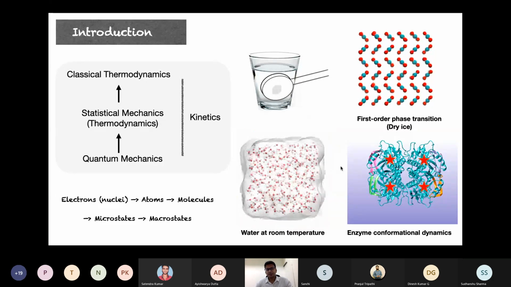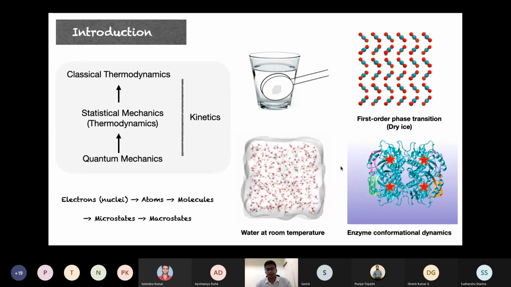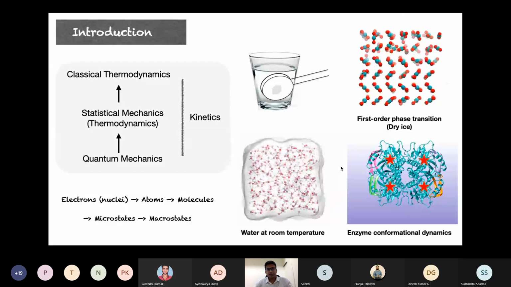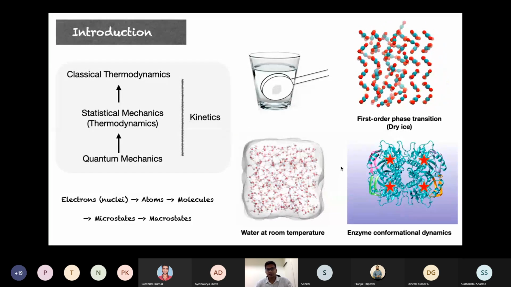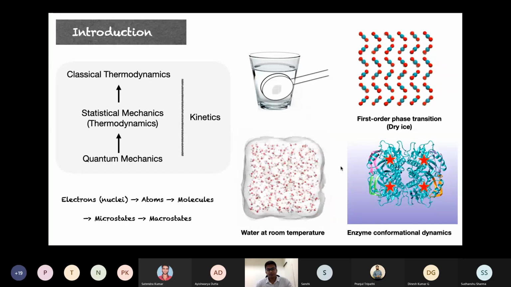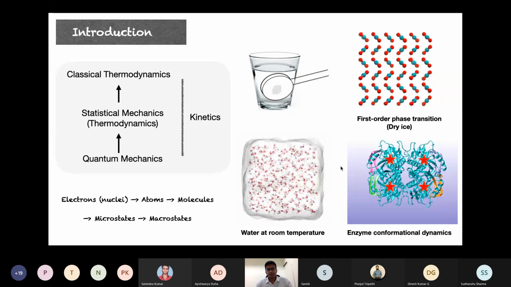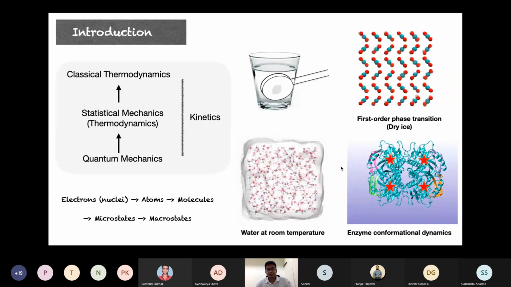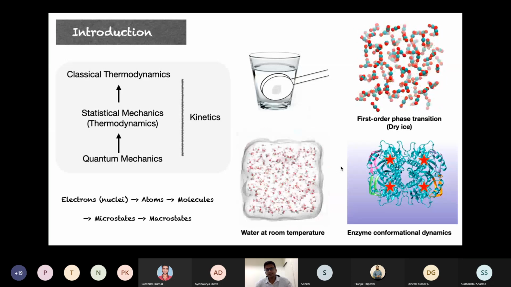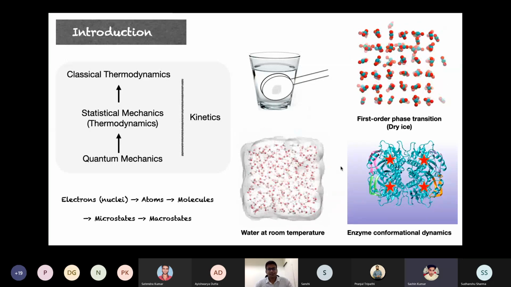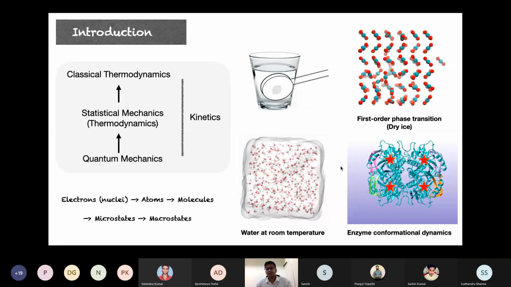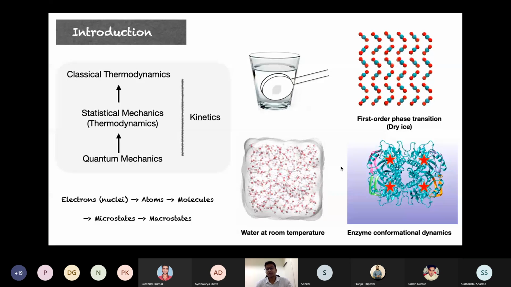I think everyone knows dry ice, right? Do you know the latest use of dry ice in the COVID scenario? Anyone? There is a huge demand of dry ice for vaccine storage. Exactly, yes. So dry ice is very important for us, and this structure, whatever you are seeing, the ordered state, is dry ice, carbon dioxide.